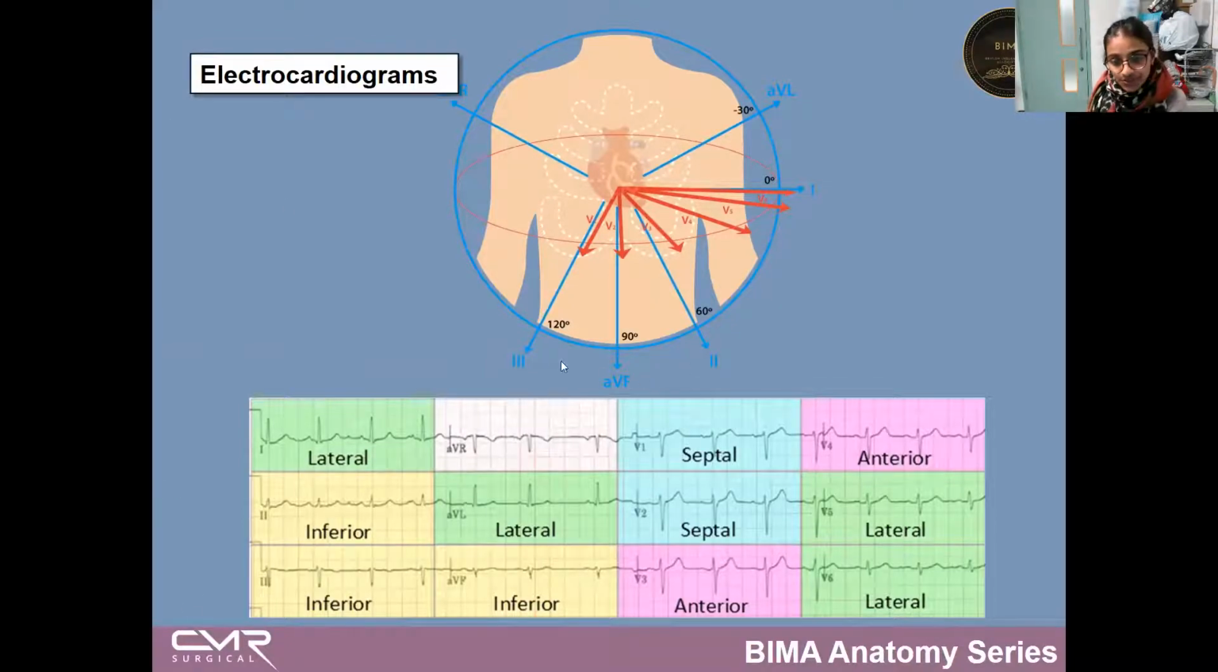So leads 2, 3, and AVF around this bottom correspond to the inferior aspect of the heart. Then we have your lateral leads, which are 1, AVL, and V5, V6. So these leads are your lateral leads. And then your anterior leads, the anterior part of the heart, are your V3 and V4. So if you visualize it, it makes things easier. It makes sense.